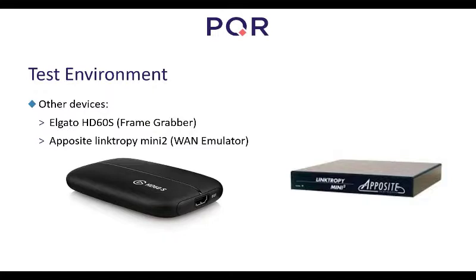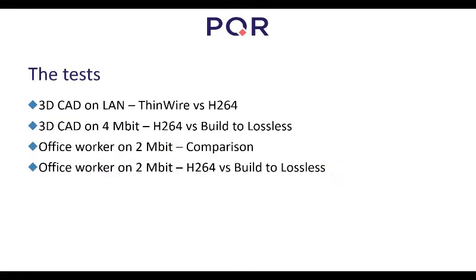And for the network emulation I will do in a session, I use the Apposite Linktropy. You can use that to simulate different bandwidth scenarios, introduce jitter, latency, packet loss, and so on. So I created 4 tests. 3D CAD on a LAN environment, ThinWire versus H.264. 3D CAD on a 4 megabit connection, H.264 versus built-in lossless.